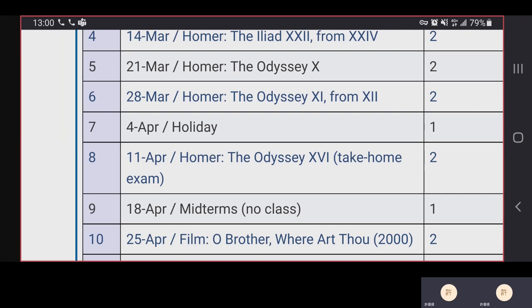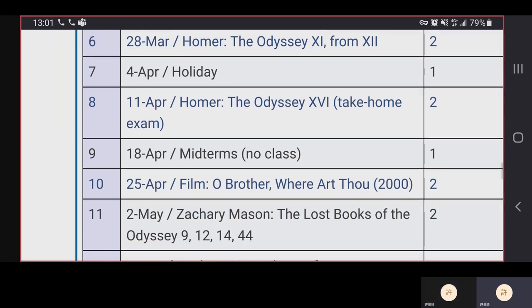Now, again, there are 24 books, so we're not going to read all of it. We're going to be reading a bit more than the Iliad because the Odyssey is much more interesting. On week five, we're going to read book 10. Before week six, you're going to read book 11 and the beginning of book 12. Week seven is another holiday. Week eight, you're going to be reading all of book 16.